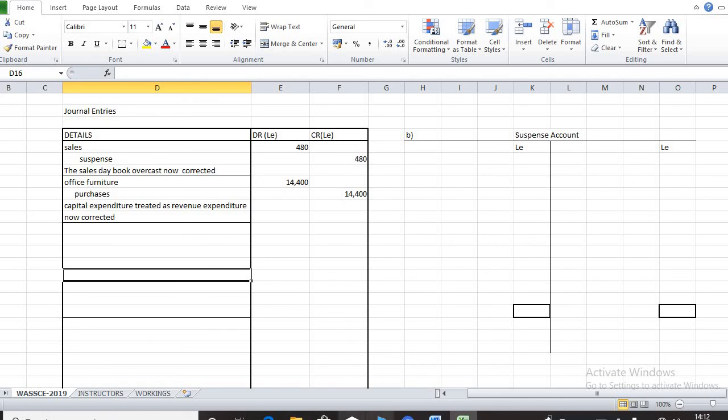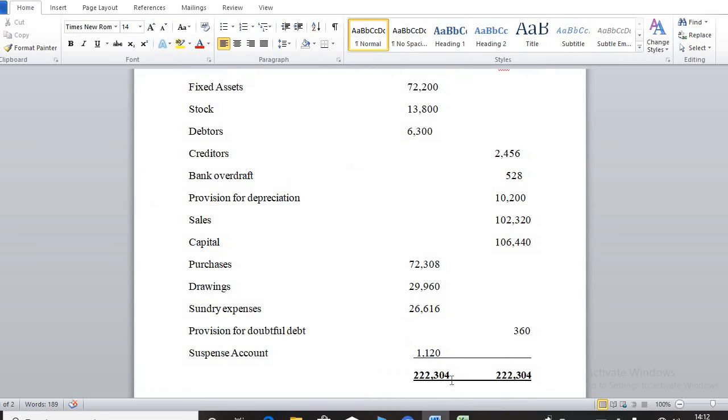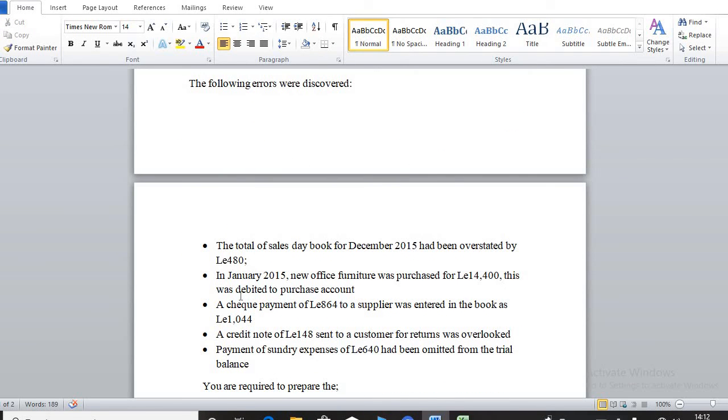So you transfer it from your workings to the actual requirement, which has to do with the journal entries. This is where I will end the presentation on the second aspect, which has to do with expenditure on assets treated as normal purchases.